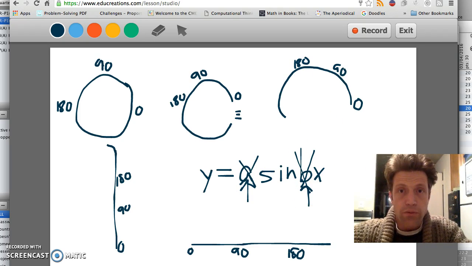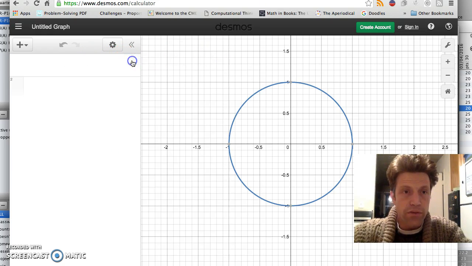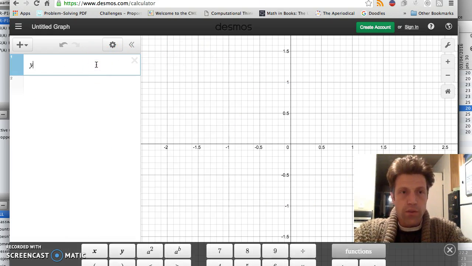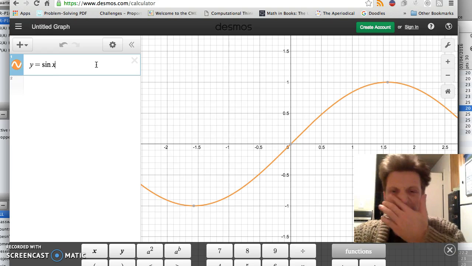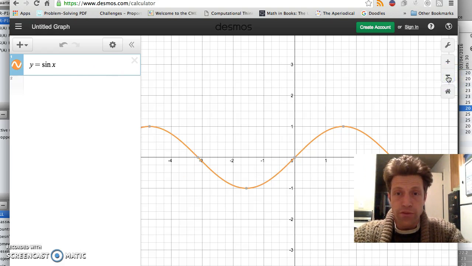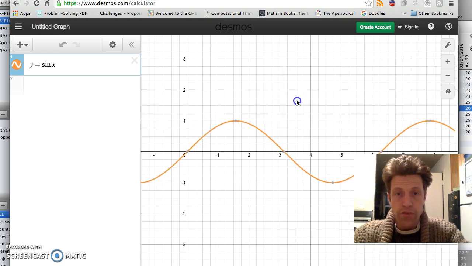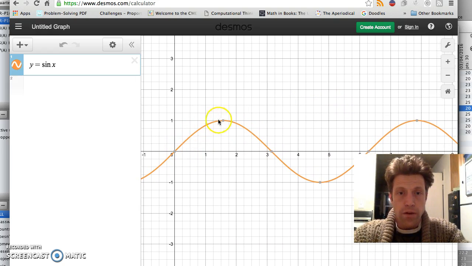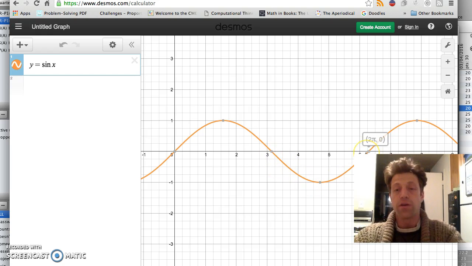And so to graph that, let's get rid of the unit circle. Let's say y equals sine x. And there it is, sort of the same thing that you were looking at on the other page. Up to 1, down to 0, down to -1, up to 0.